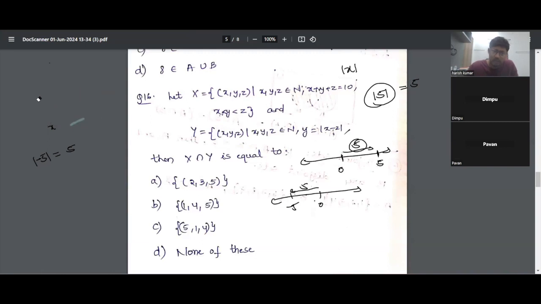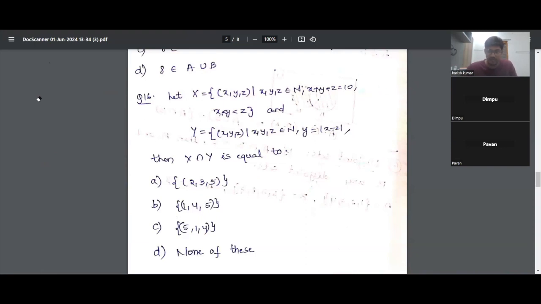This is a little bit difficult question, but let's try to solve it. First, let's try to understand the first set, set A. Set A is x, y, z such that x, y, z belong to natural numbers. Second condition is x plus y plus z is equal to 10 and x is less than y is less than z. First of all, I have to find all such triplets which follow all these conditions.